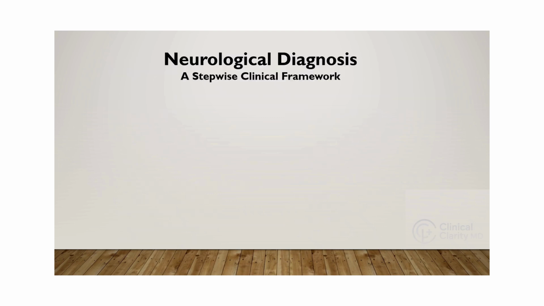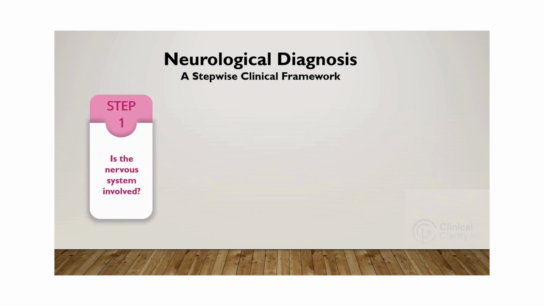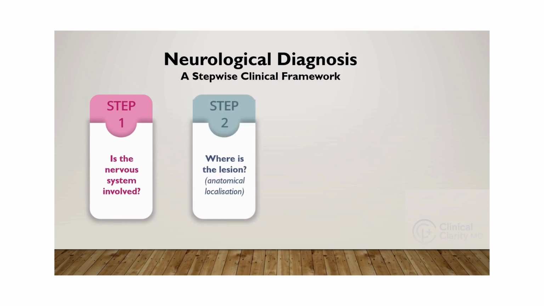Neurological diagnosis is fundamentally a process of clinical reasoning. To approach any neurological problem systematically, clinicians usually answer four sequential questions. First, is the nervous system actually involved? Second, where is the lesion located anatomically? In other words, is the problem arising from the cortex, internal capsule, brainstem, spinal cord, peripheral nerve, or any other part of the nervous system?